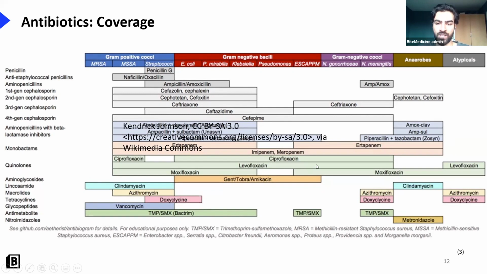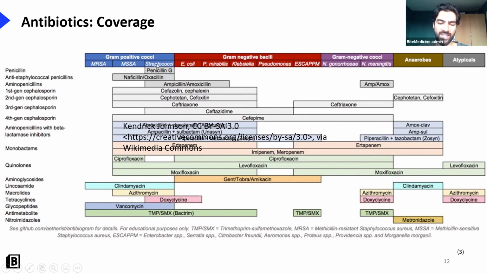From this, what you can take away is what antibiotics are broad spectrum and what antibiotics are narrow spectrum. So when we say broad spectrum, we're talking about an antibiotic which covers a large range of bacteria. If we look at meropenem, for example, it covers anaerobes, gram-negatives, and gram-positives. It stretches all the way across the diagram. That is a broad spectrum antibiotic.